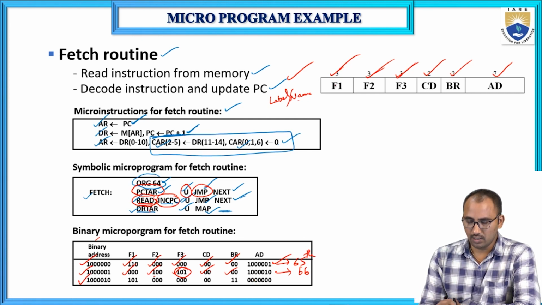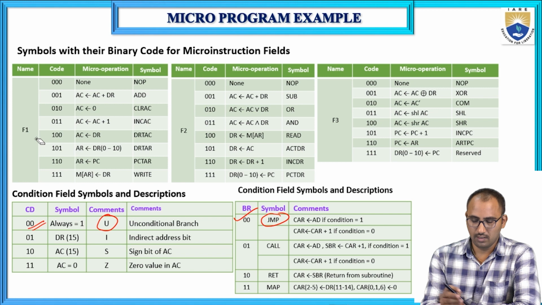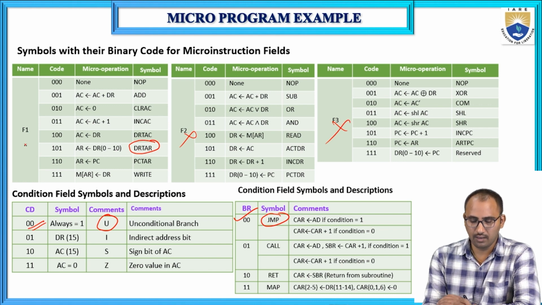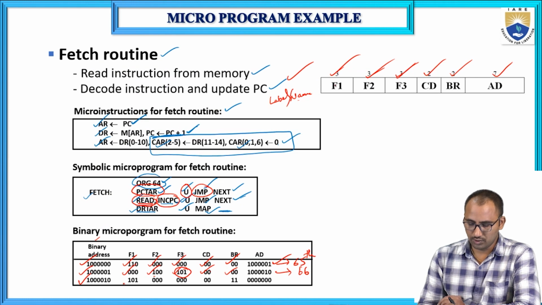Again, in this, what is there? DR to AR. Where is DR to AR? This one. Is DR to AR available in field 2? No. In field 3? No. So what are the corresponding bits in the F1 field? 1, 0, 1. So the F2 field is zeros, the F3 field is also zeros. So 101, 000, 000, condition type U, unconditional 00, mapping.